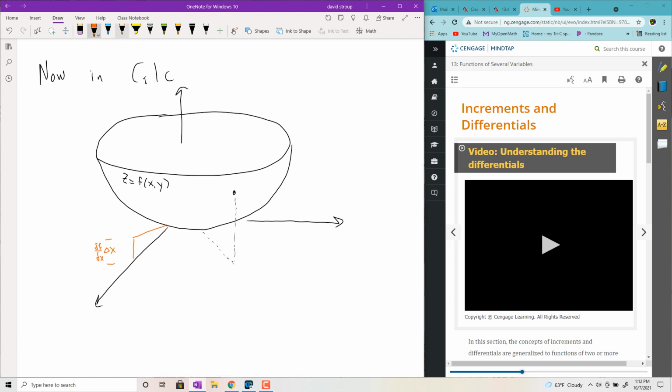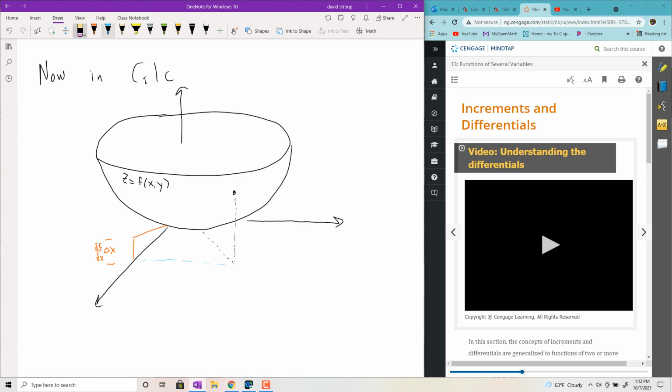And then there's another differential in the y direction. Maybe this one goes higher. So say this is the partial of f with respect to y times change in y. And we basically get a tangent plane out of this. My picture isn't going to be all that great, guys, but hopefully you'll be okay with that. I should push this guy back a little bit.